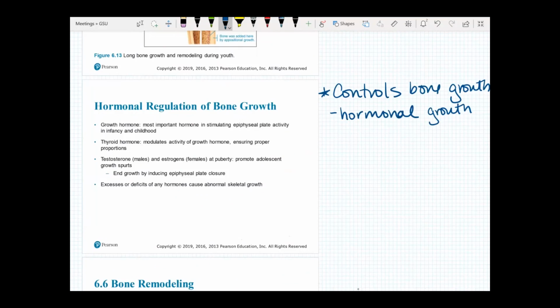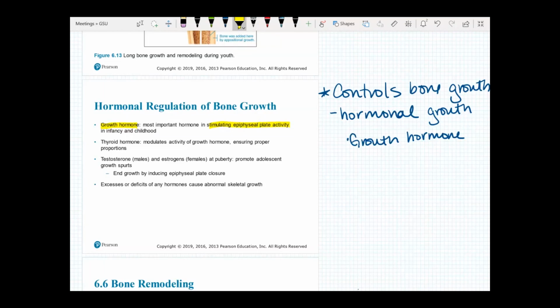There's a couple hormones we're going to talk about. First one is growth hormone. Growth hormone is exactly what it's called, and it helps stimulate growth, which is really going to stimulate the epiphyseal plate activity. So that's how you're going to get that bone growth, is it's going to stimulate that epiphyseal plate to do what it needs to do. As a reminder, when we talked about the functions of bone, we said that growth hormone was actually stored in the bones. So that's just full circle on how that process works.